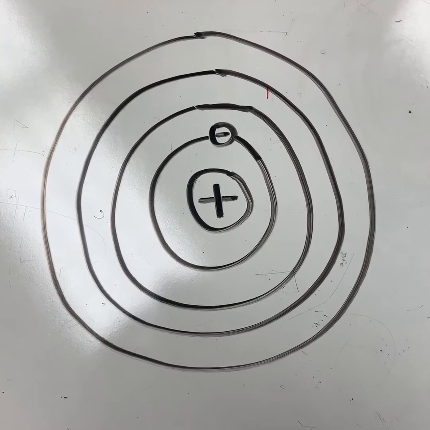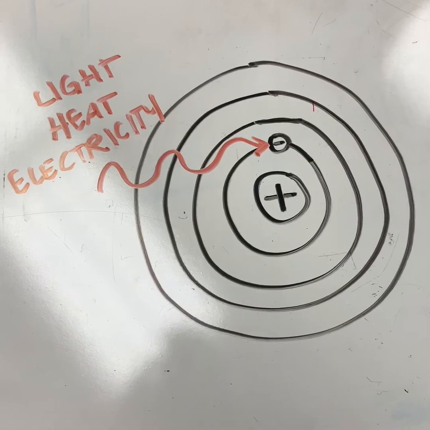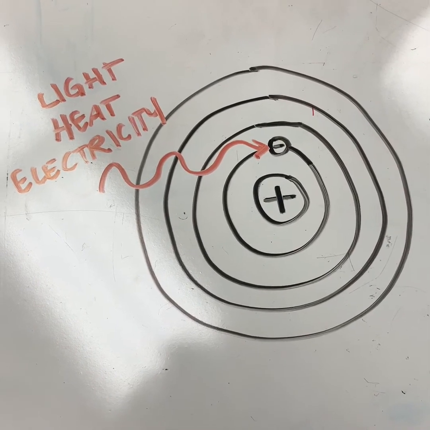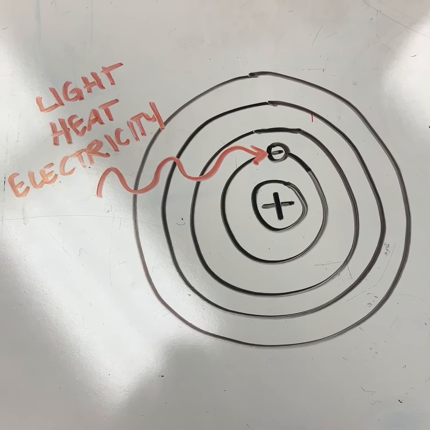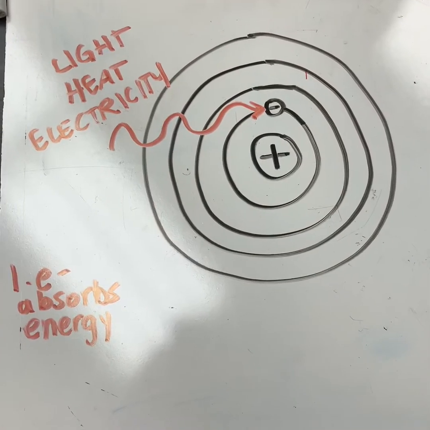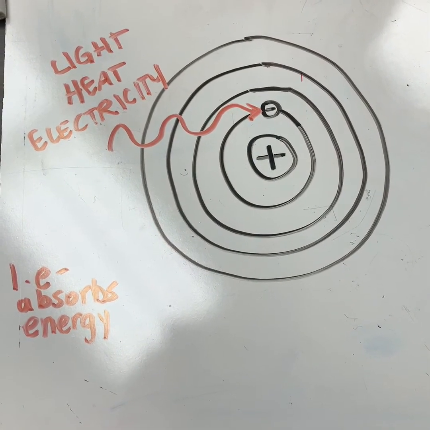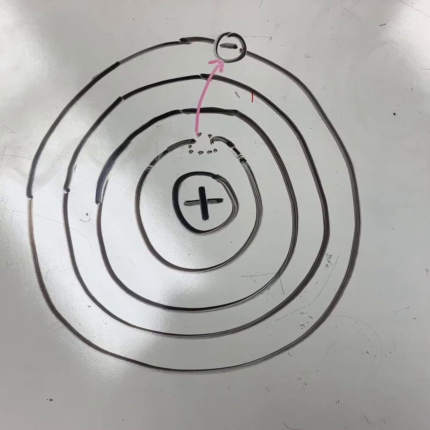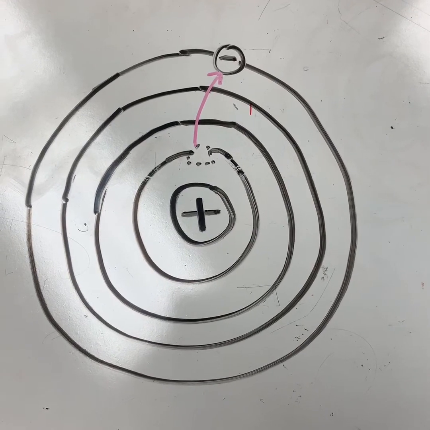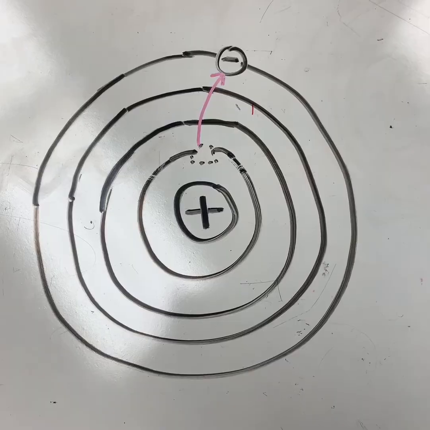So, to review, when the electron is close to the nucleus, it is in the ground state. The negative electron is attracted to the positive nucleus. But if the electron absorbs energy in the form of heat, light, or electricity, the electron can actually jump away from the nucleus. When the electron jumps away from the nucleus, it moves to a higher energy level, where it is in the excited state and is less stable.